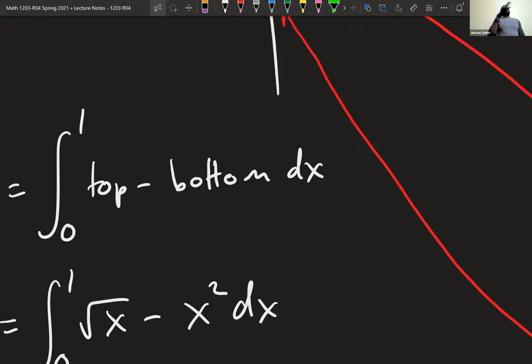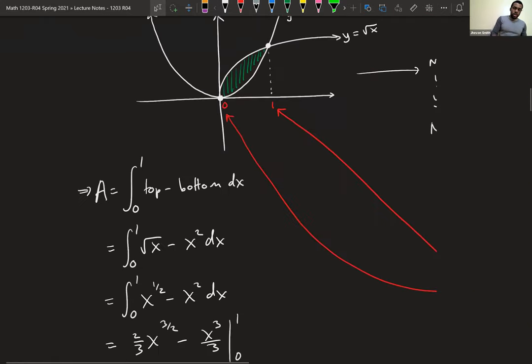Now, you could change the variable of integration to be in terms of y, and then it's going to be the integral of right minus left, but you don't have to worry about that. Any question I ask is going to be a top minus bottom kind of thing. And you'll be able to do it like that.